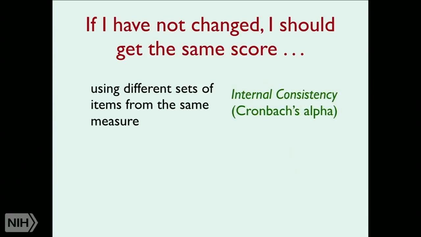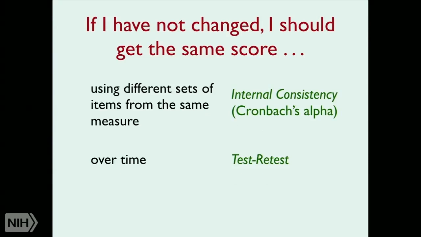If you ever see Cronbach's alpha, that's a measure of internal consistency reliability. Right? This idea that different sets of items from the same measure would all end up giving me the same score. Right? If they don't, it means some of the items aren't hanging together with the other ones too well. If I've not changed, I should get the same score over time on this measure. Right? If I know my true health state has remained the same, but the scores are bouncing around, that means there's some error there, right? There's just noise. That's known as test-retest reliability.